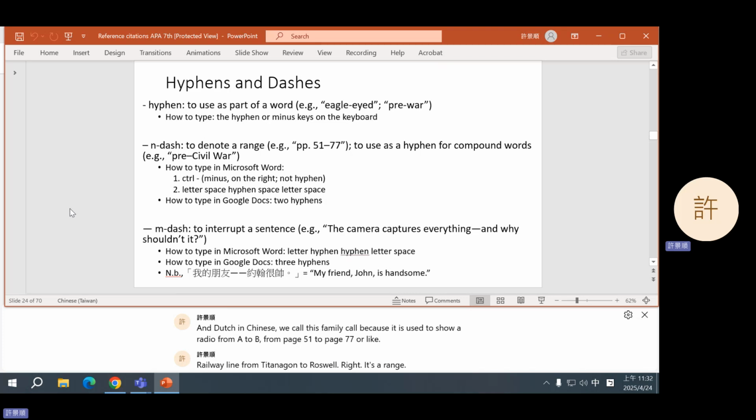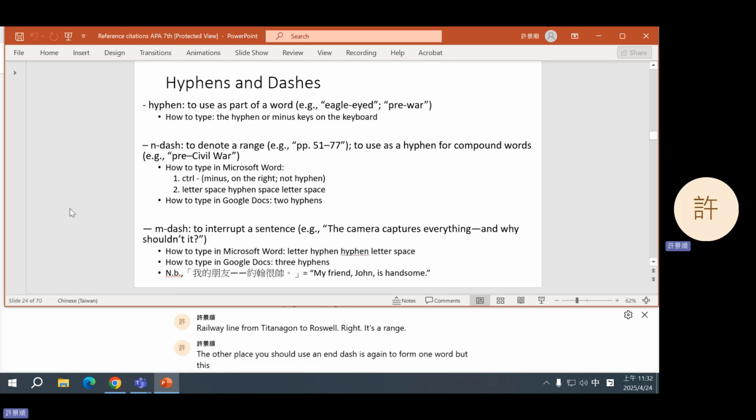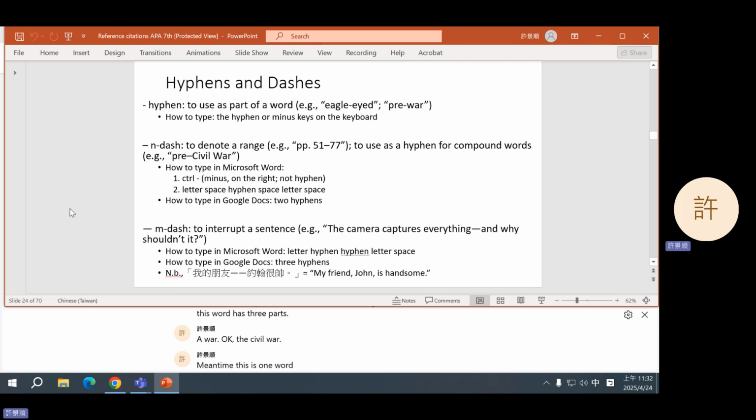The other place you should use an N dash is, again, to form one word, but this word has 3 parts. A war, okay, the Civil War, think of that. This is one word. It looks like 2 words, it is one word. Here's how you can tell. Civil means polite. So, Civil War does not mean a polite war. Therefore, this is not 2 words, this is 1 word.